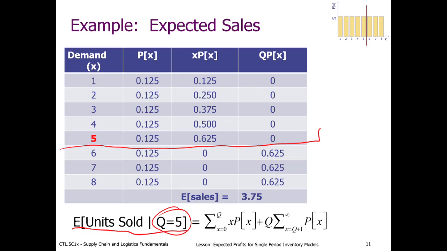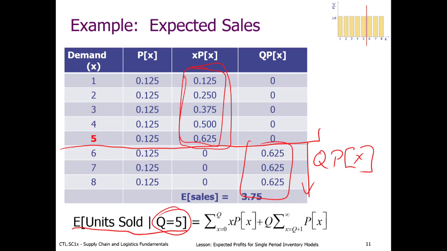So again, this is just simply going to be the x times the probability of x for the values of the demand up until my Q. And then down here, for any value greater than Q, it's simply going to be Q times the probability of that x value. And so again, I'm going to sum these up, and I get my expected sales, let me clean that up a little bit, is 3.75 units. So with this Q of 5, I expect to sell 3.75 units on average.